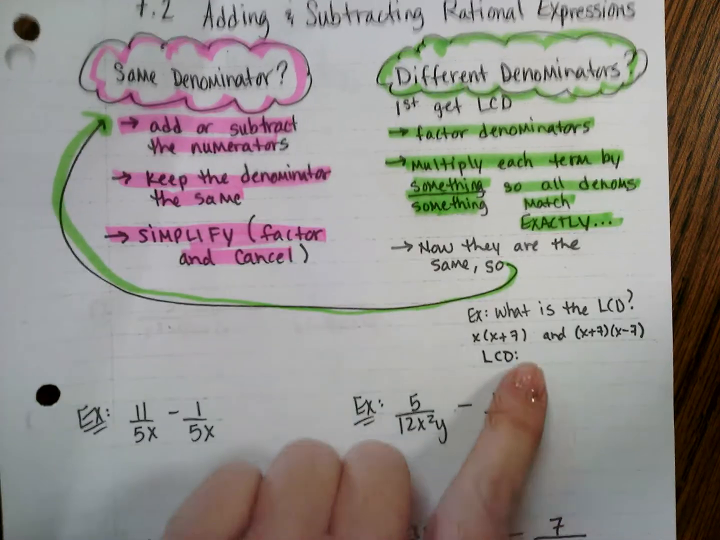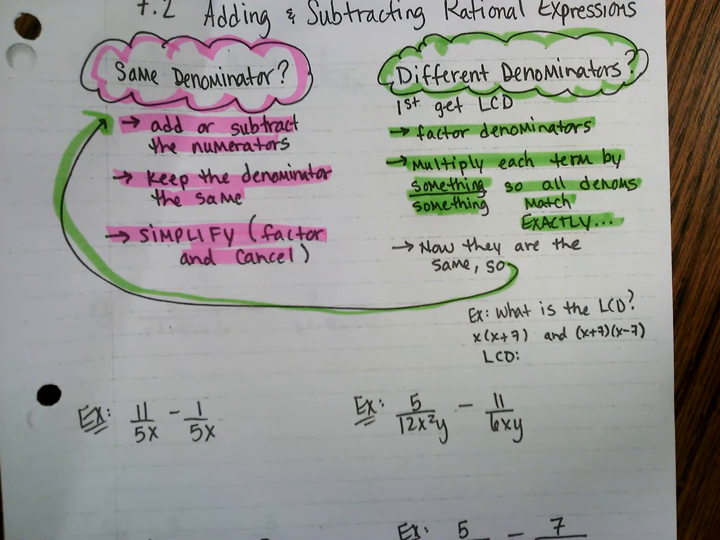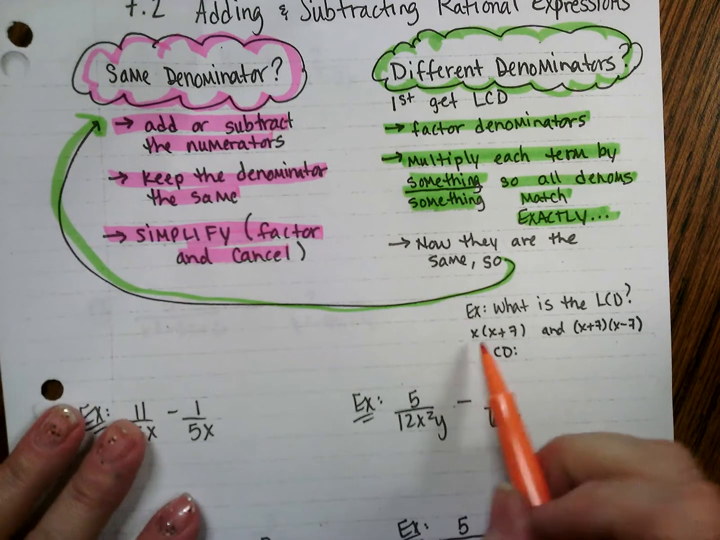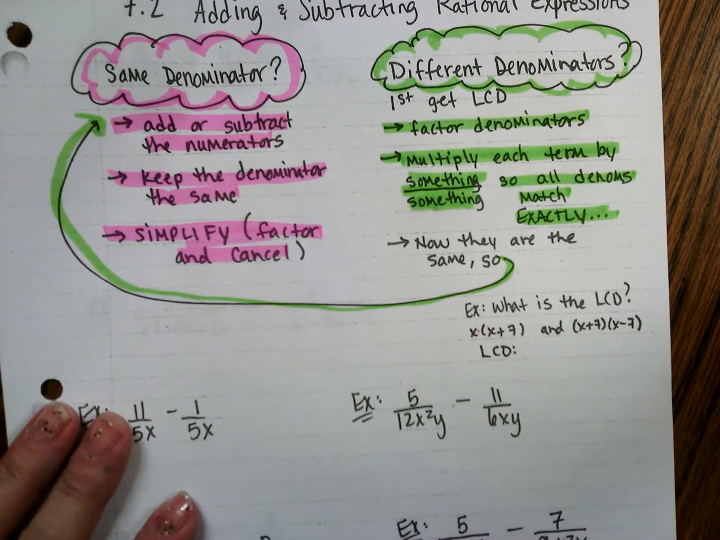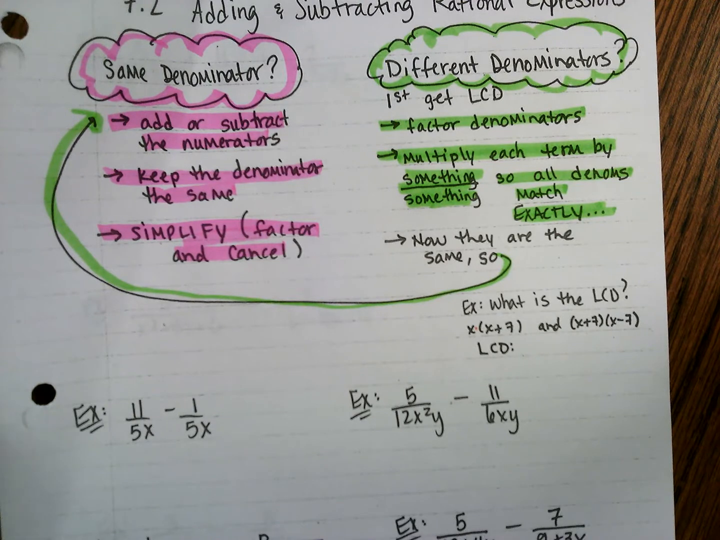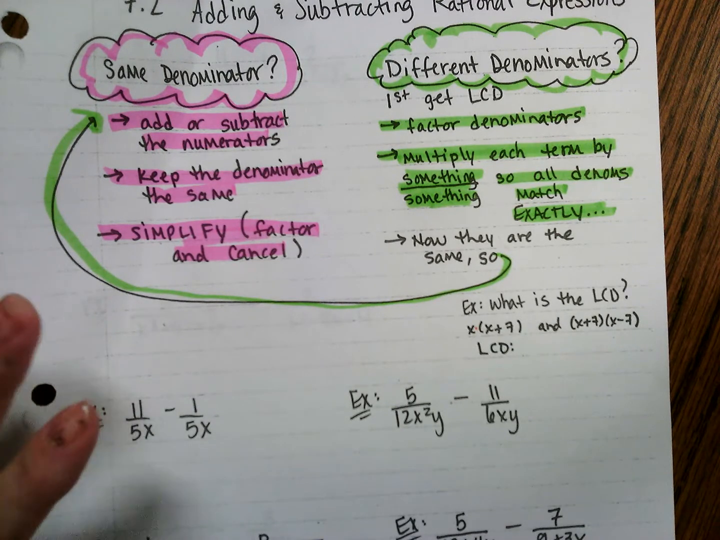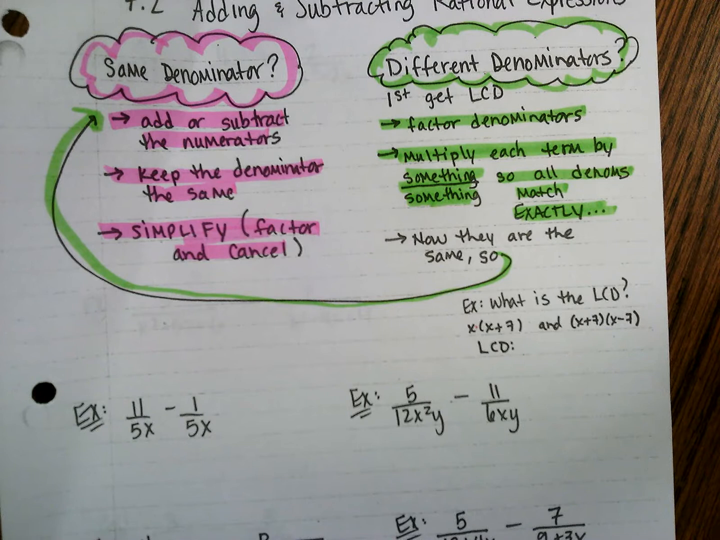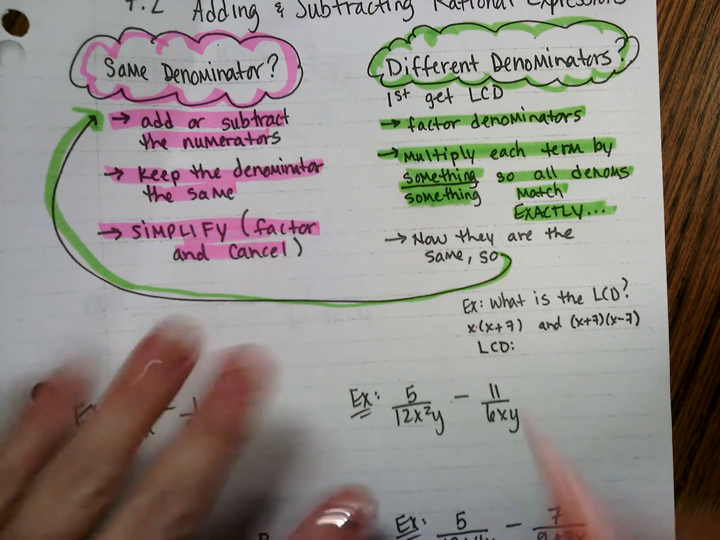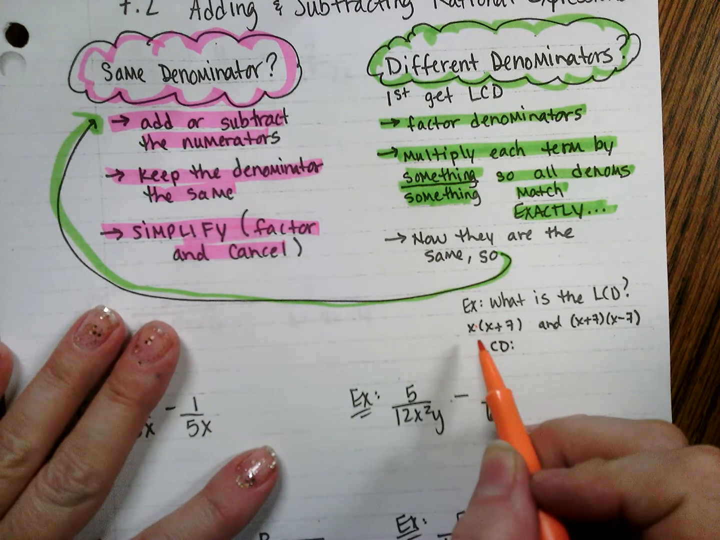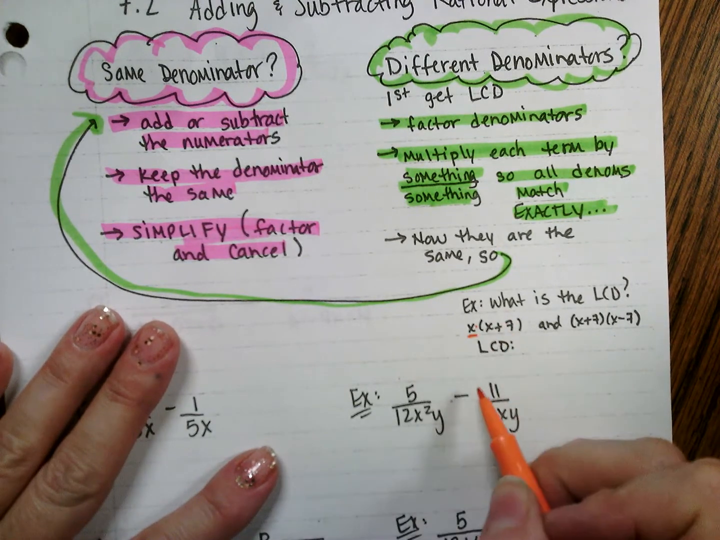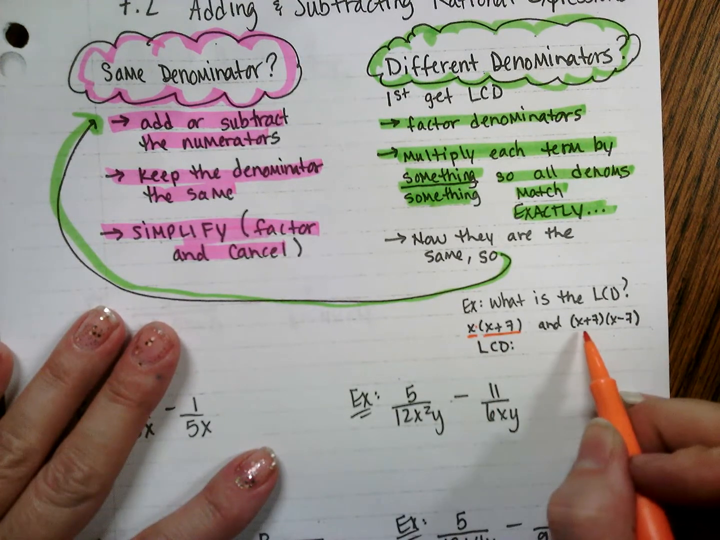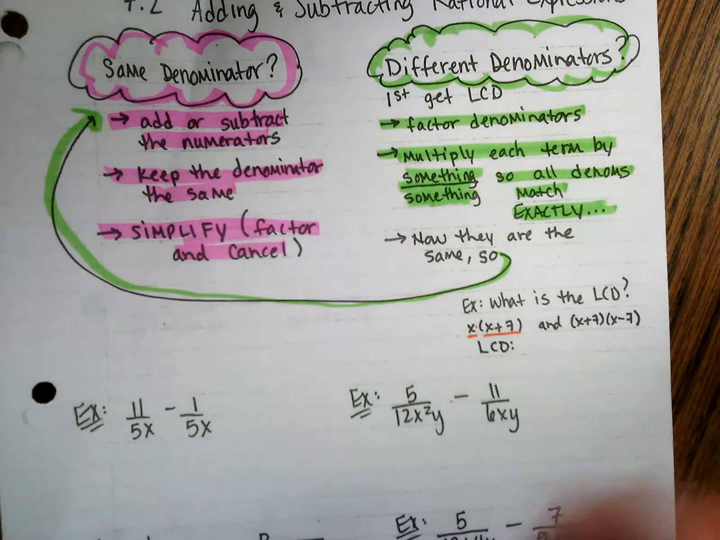So let's look at what it's going to look like to figure out an LCD. An LCD has to exactly match. What we're looking at, once it's factored, is x times x plus 7, and x plus 7 times x minus 7. In order for us to get the common denominator, it's like having two siblings who both want to have exactly the same thing. So if we look at our first little bit here, we have x and we have x plus 7. We look over at the second one, and this guy has x plus 7 and x minus 7.